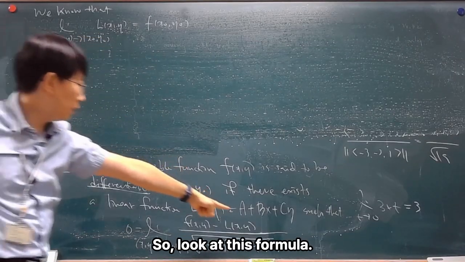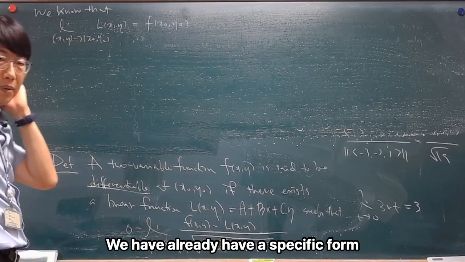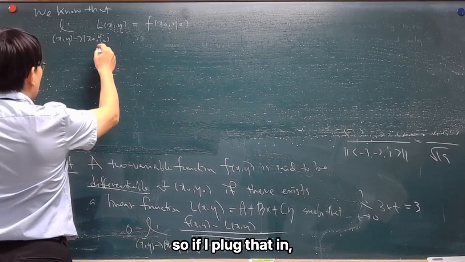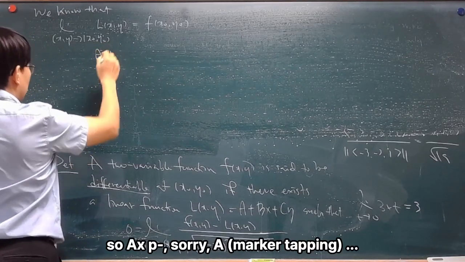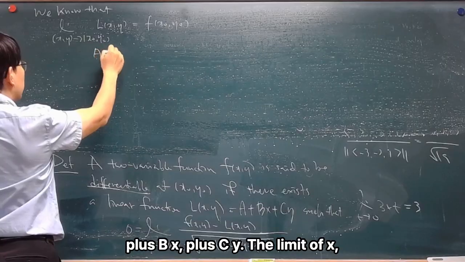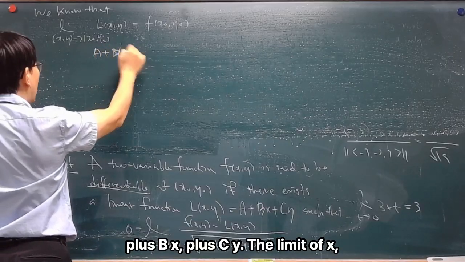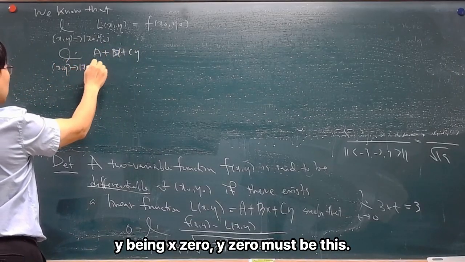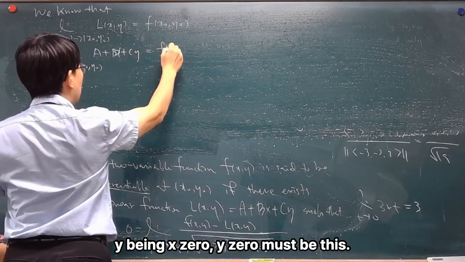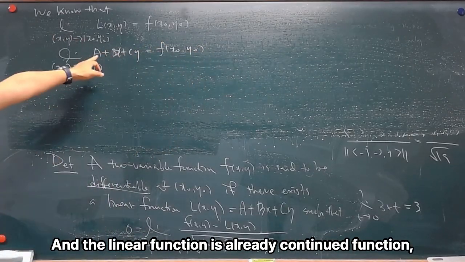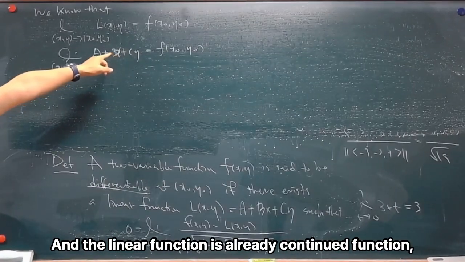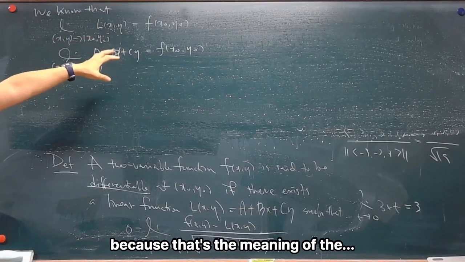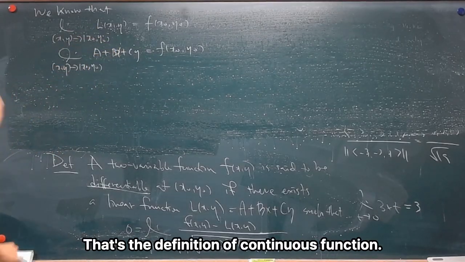So look at this formula. We already have a specific form of this linear function. So if I plug that in, a plus b x plus c y, the limit as x, y goes to x0, y0 must be this. And the linear function is already a continuous function. So when I take the limit, I can just plug that in, because that's the definition of a continuous function.